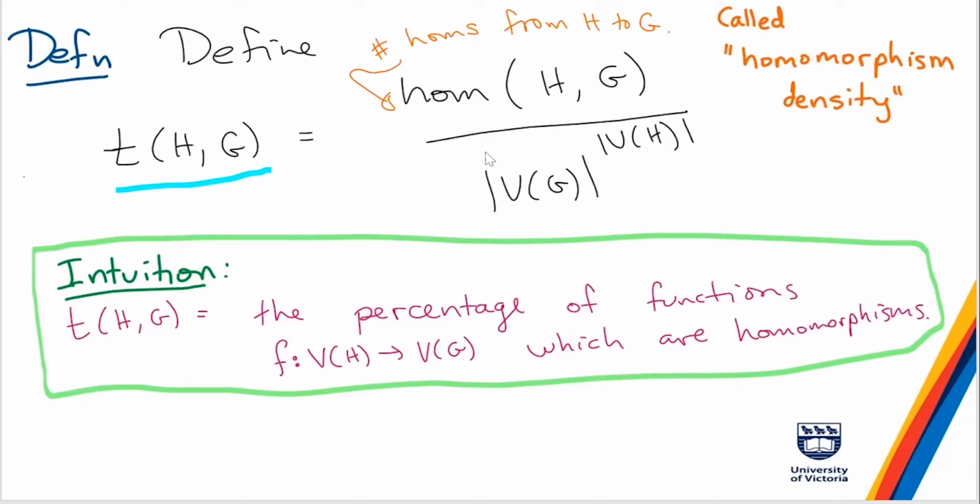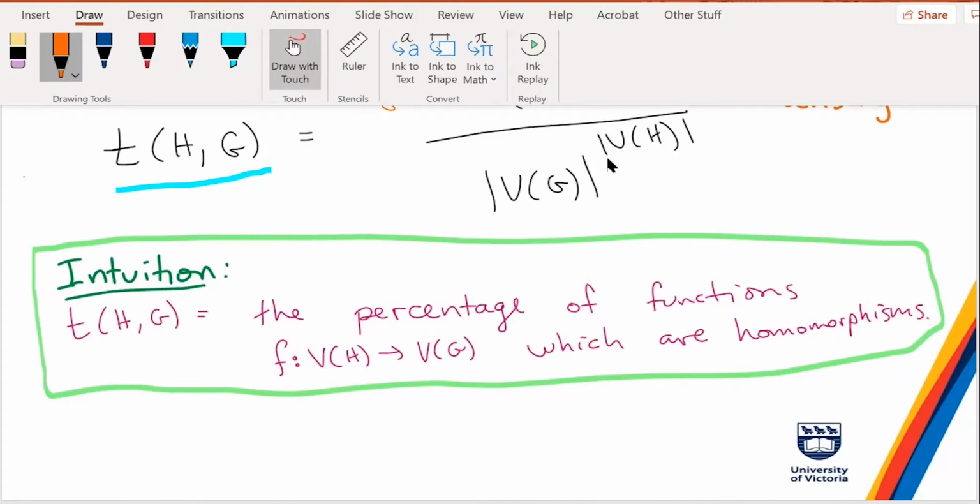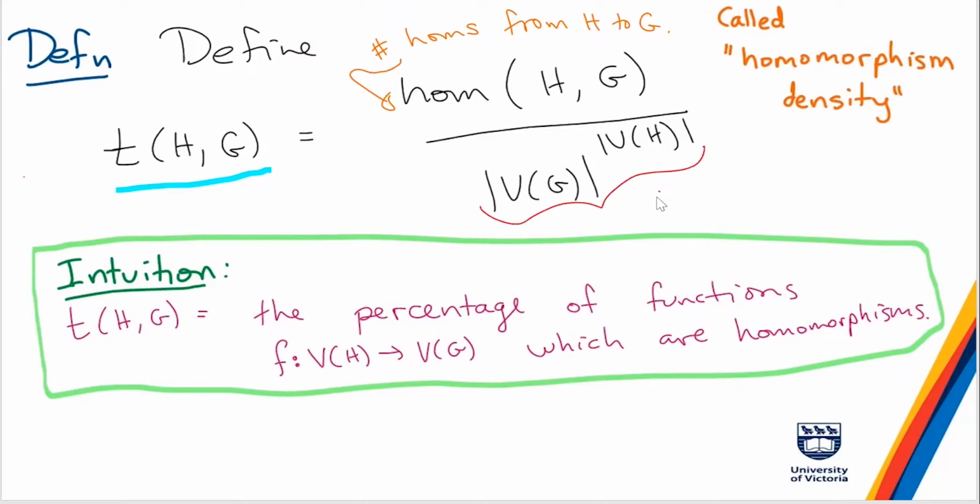Divided by v of g to the v of h. Okay, and where does this v of g to the v of h come from? Well, that's just the total number of functions from the vertex set of h to the vertex set of g. So that's counting. So the top thing is counting the homomorphisms, and the bottom thing is counting all the functions from vertex set of h to vertex set of g.